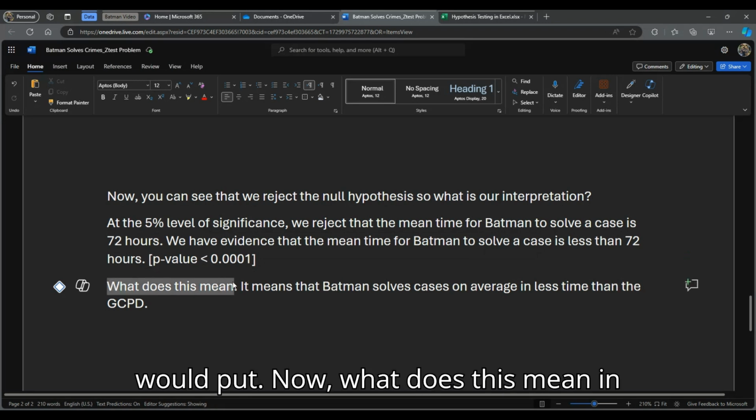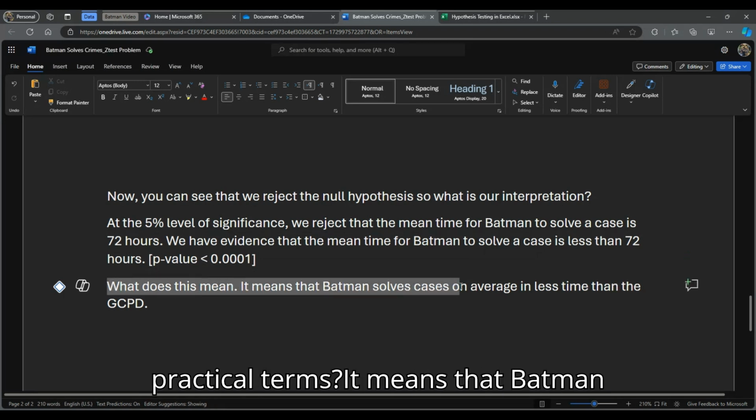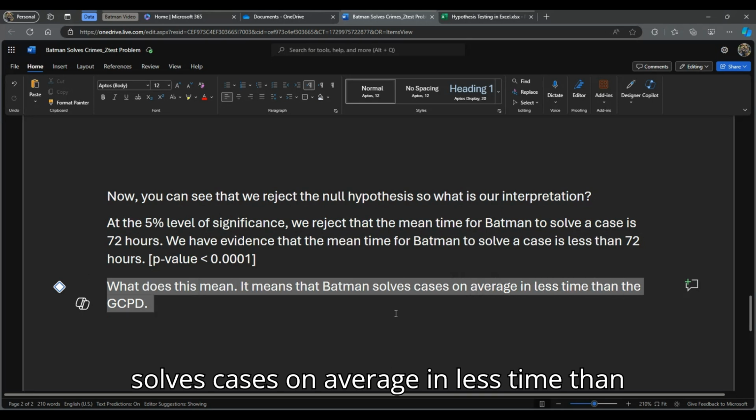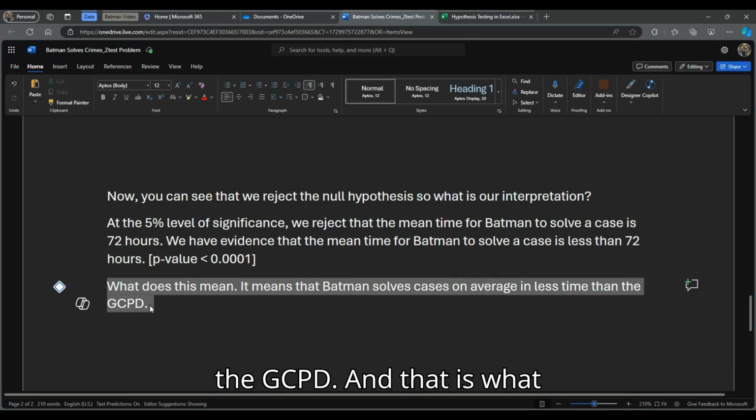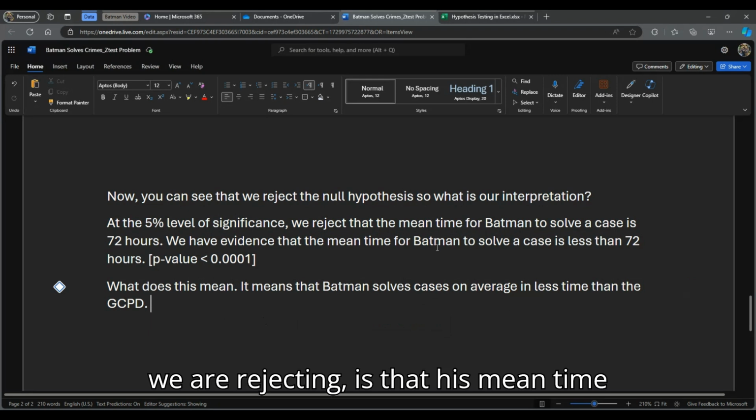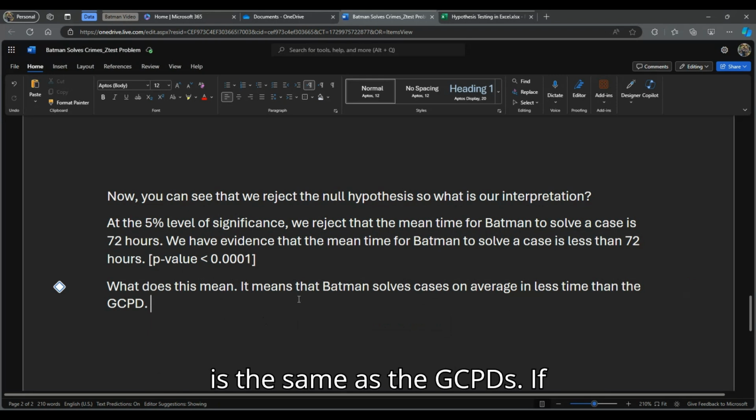Now, what does this mean in practical terms? It means that Batman solves cases on average in less time than the GCPD. And that is what we are rejecting, is that his mean time is the same as the GCPD's.